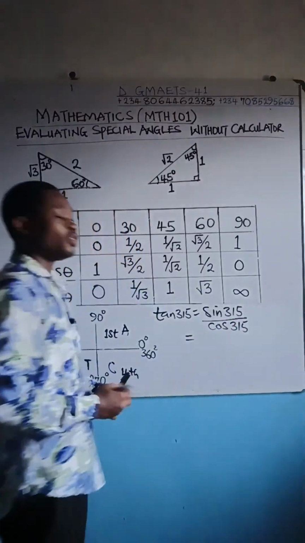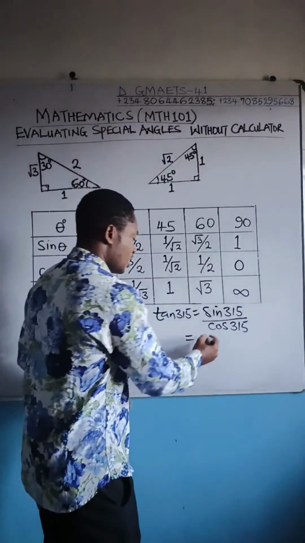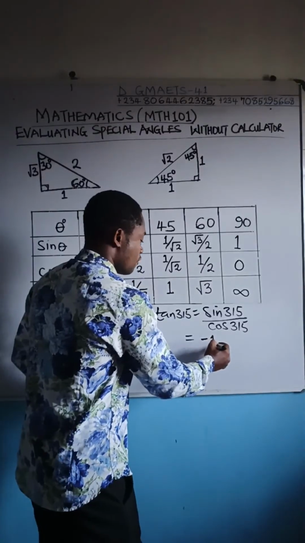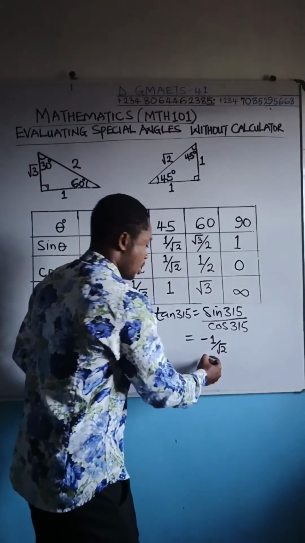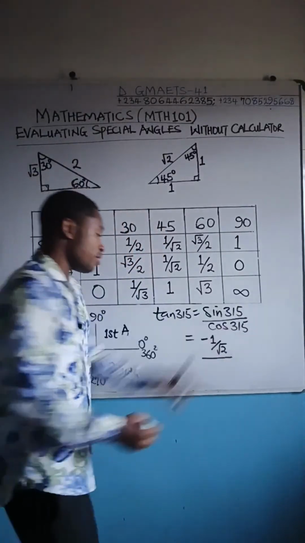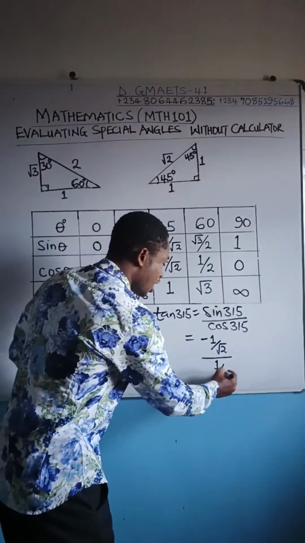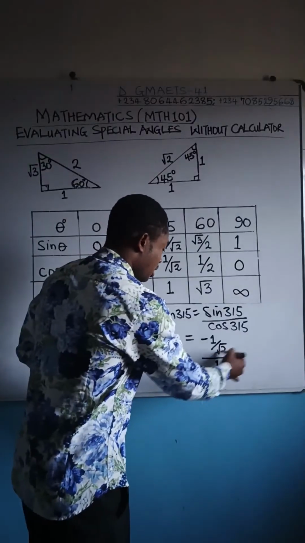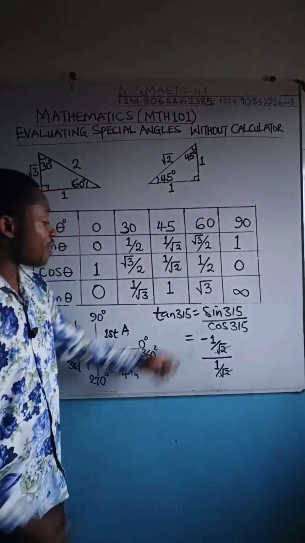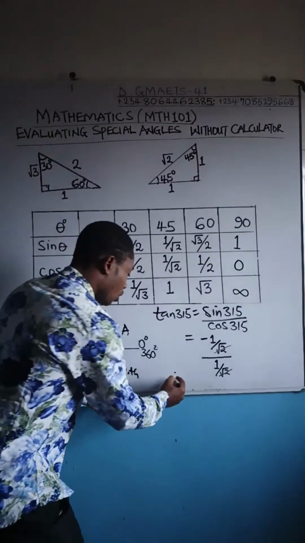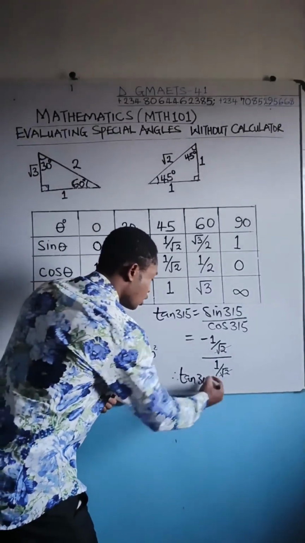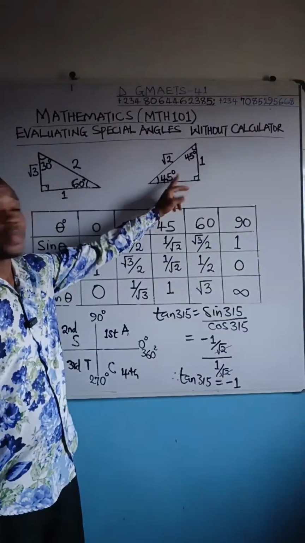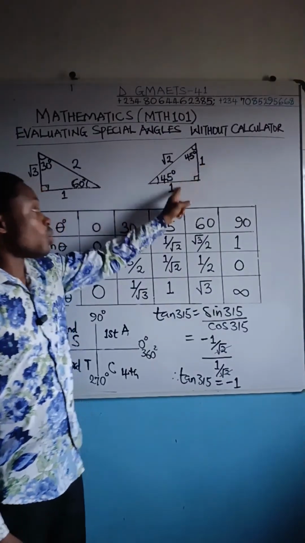Now, what was the value of sine 315 we obtained? I think the value was negative 1 over root 2. Now we are dividing it by cos 315, which gave us positive 1 over root 2. If you evaluate this, you agree with me that this root 2 will cancel out. So you have minus 1 over 1. Therefore, tan 315 is equal to minus 1, which is equivalent to tan 45. Tan 45 is 1 over 1, which will give you 1.